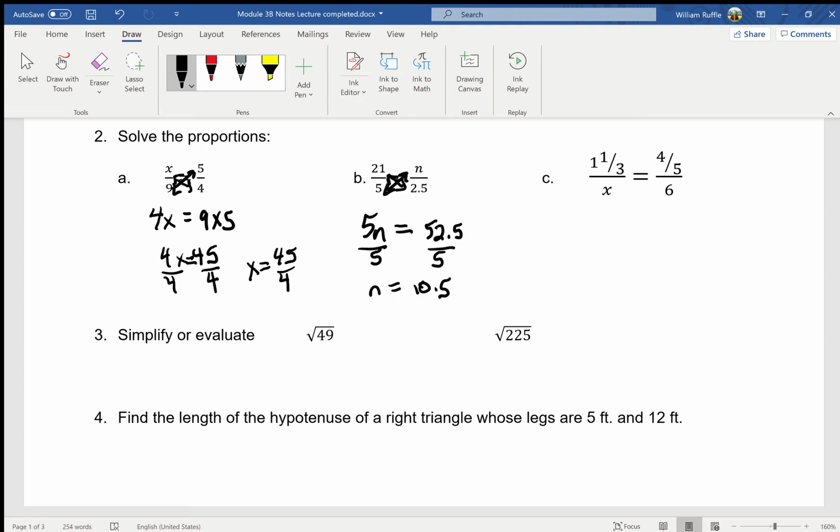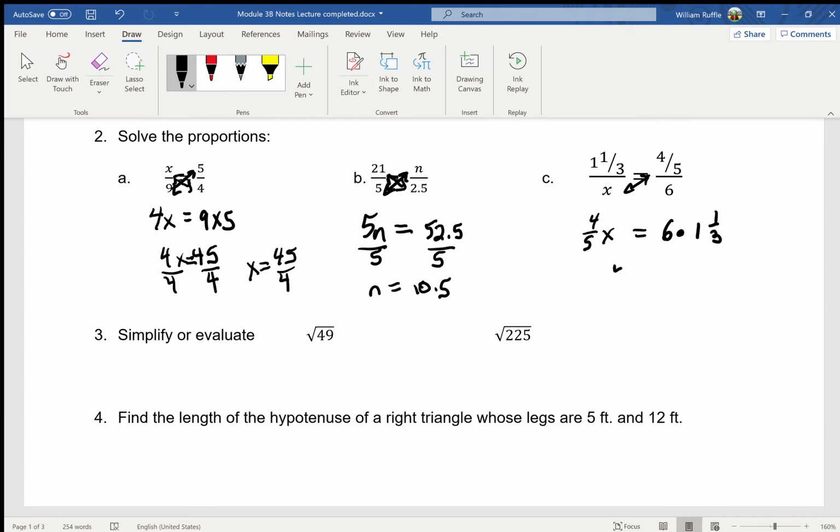Please pause these at any time to practice using your calculator to make sure you know how to do these things. Especially this next one. You're going to need to pause to practice this one. We're going to cross multiply. Again, we have 4/5 times x equals 6 times 1 1/3.